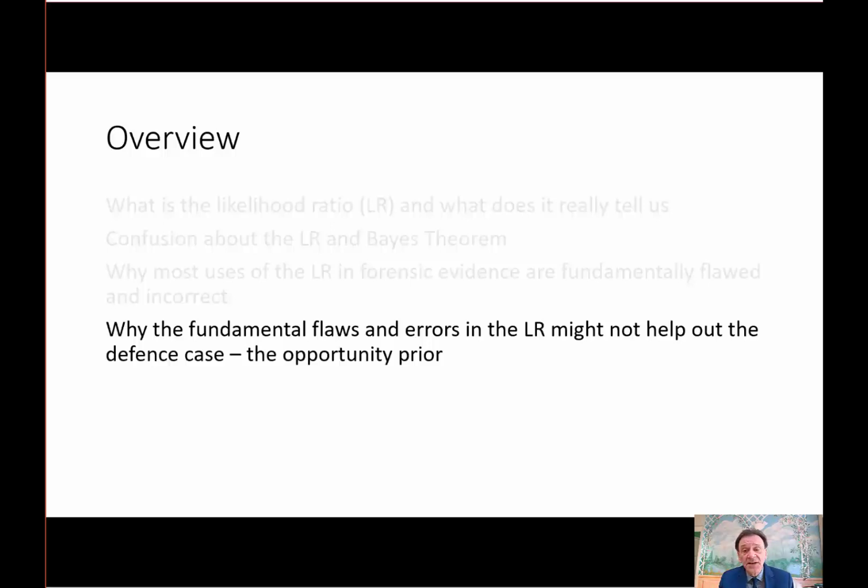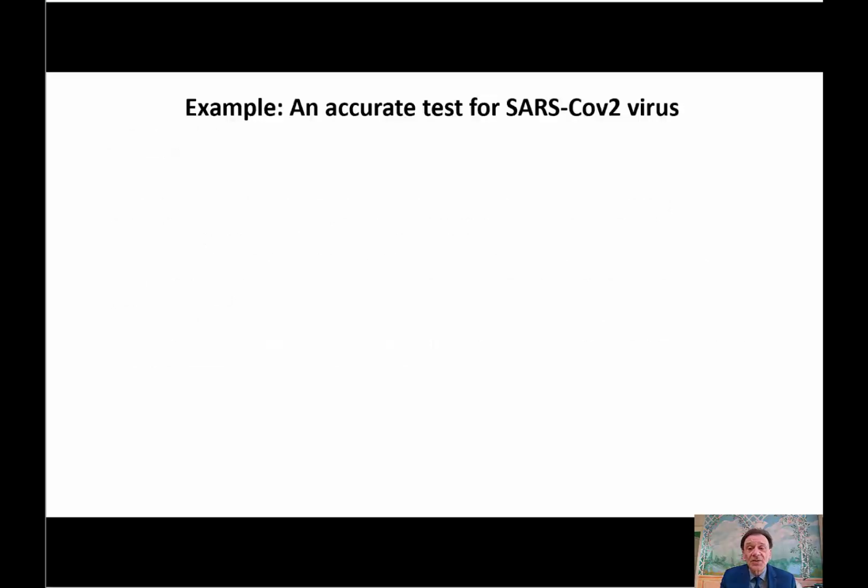However, in practice, these fundamental flaws and errors might not help the defence case. And that's because the lack of a prior probability is not as big an obstacle as is often claimed. In fact, the existence of what we call the opportunity prior can mean that even erroneous DNA evidence can be highly probative against the defence. To explain what the likelihood ratio is, I'll use a topical but non-DNA example.